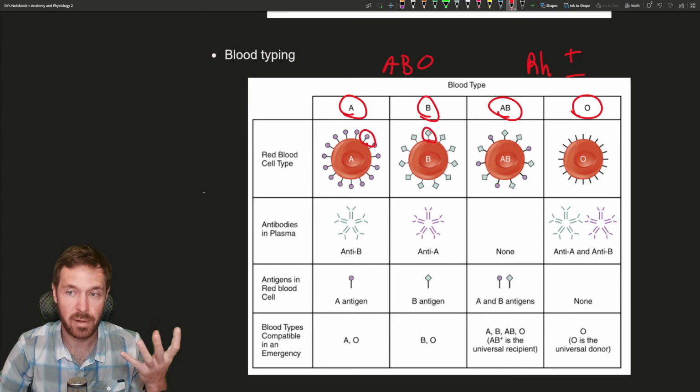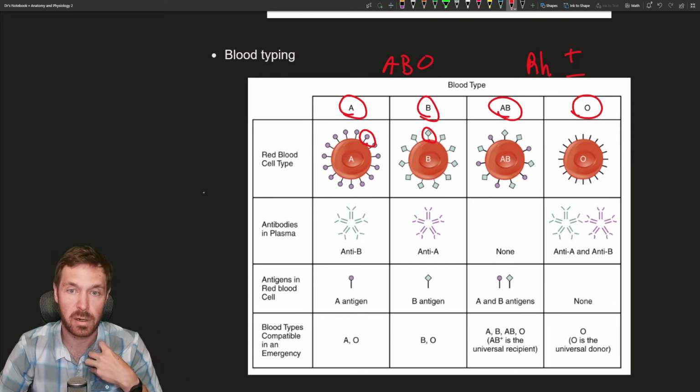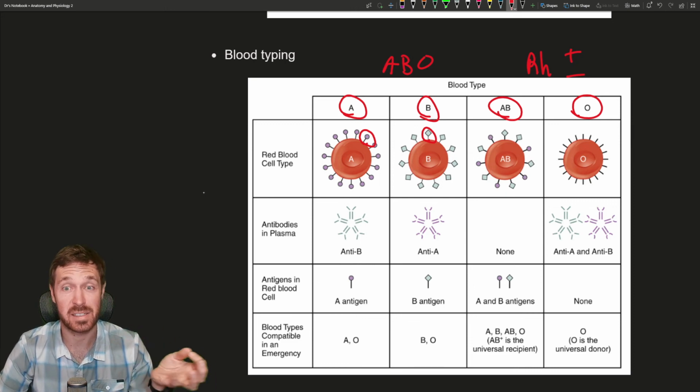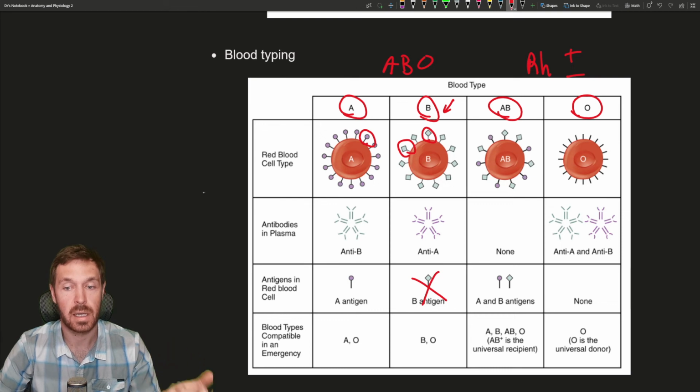So we all have a fingerprint, and our body only allows things to be given to us with that fingerprint. If you are A type blood, you can be given A type blood because your body thinks it's yours. If you're given B type blood, you don't recognize this fingerprint, so you reject it. So you produce these B antibodies that attack the B antigen and you destroy it.